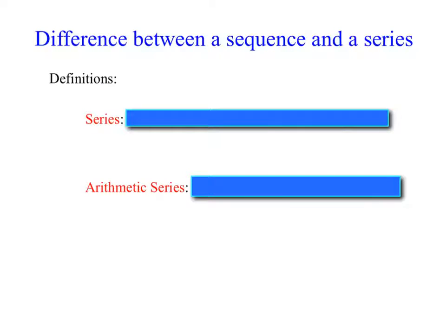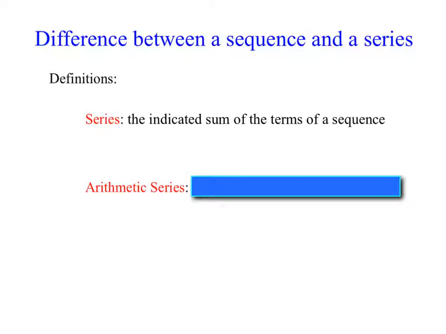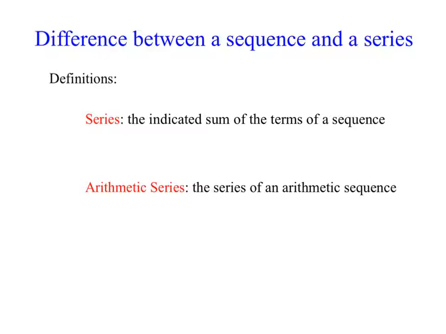Let's just real quickly review the difference between a series and an arithmetic series. First of all, a series is the indicated sum of the terms of a sequence. We all know that. We studied that in section 12.2. But what is an arithmetic series? Well, remember what an arithmetic sequence was. An arithmetic sequence had a common difference between each term. An arithmetic series then is simply the sum of an arithmetic sequence. So there you go. Go ahead and pause the video and get that in your notes.